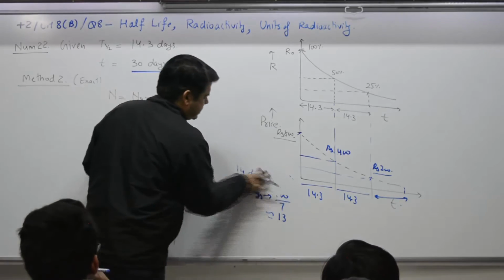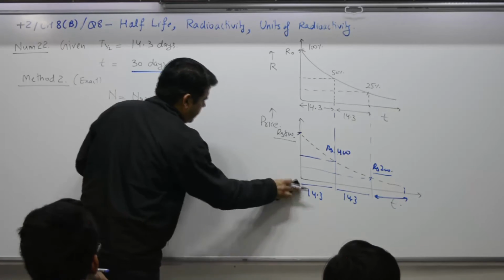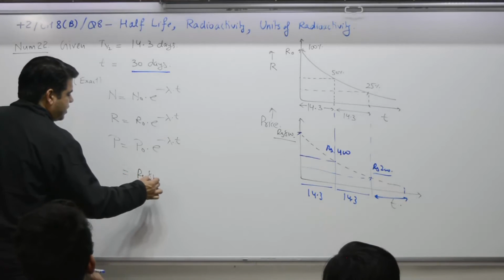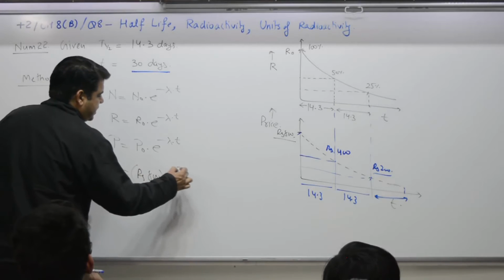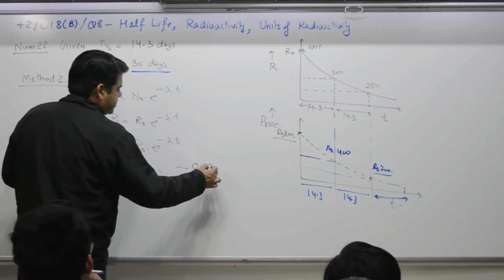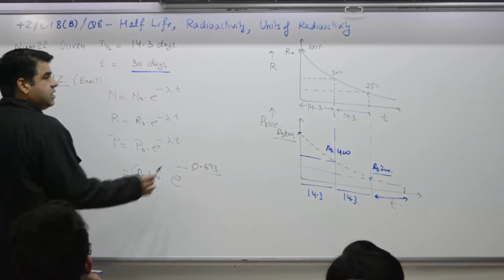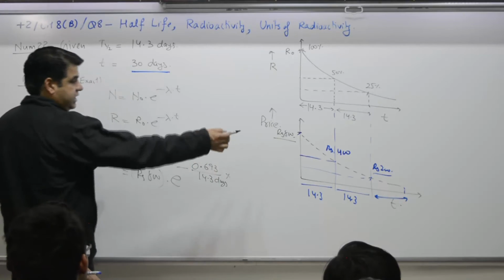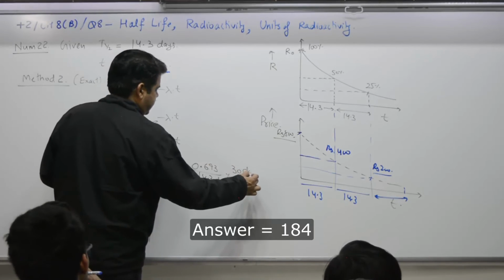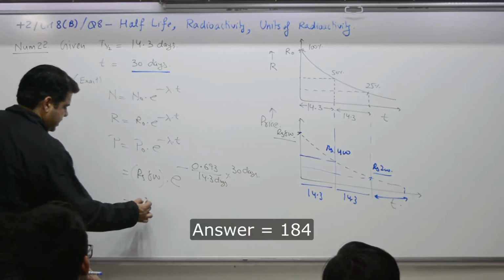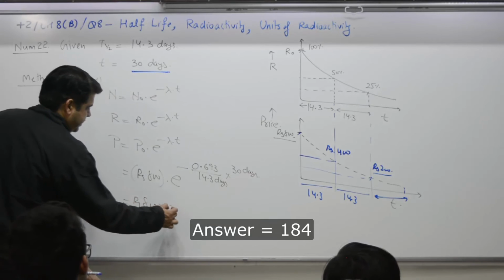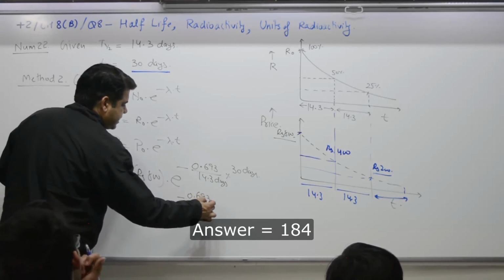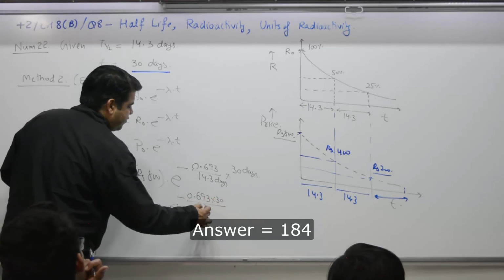What is given to you is the original value P naught, rupees 800. e power minus lambda, 0.693 over how many days? 14.3 days. T, how many days? 30 days. So what you get is 800 rupees into e power minus 0.693 into 30 divided by 14.3.